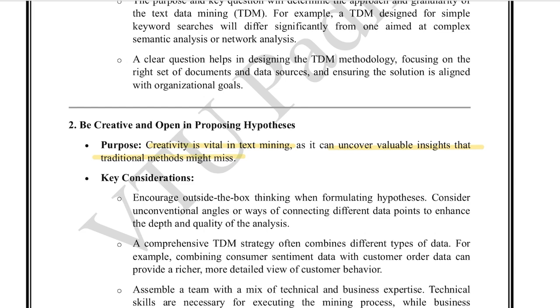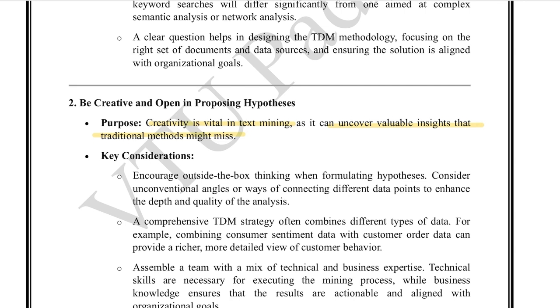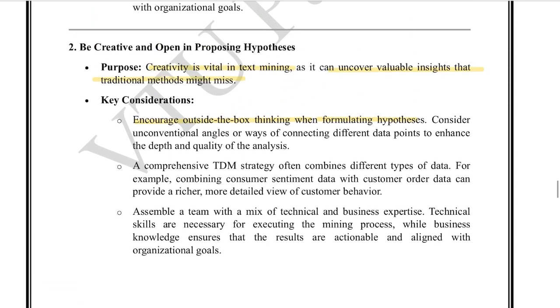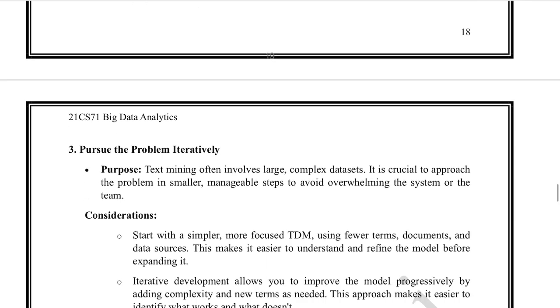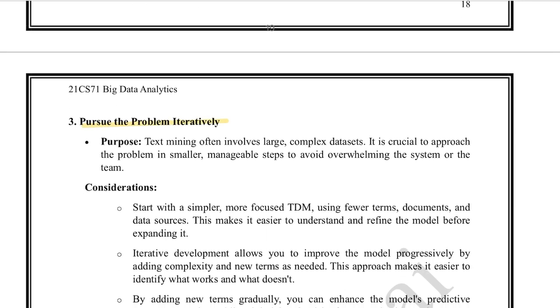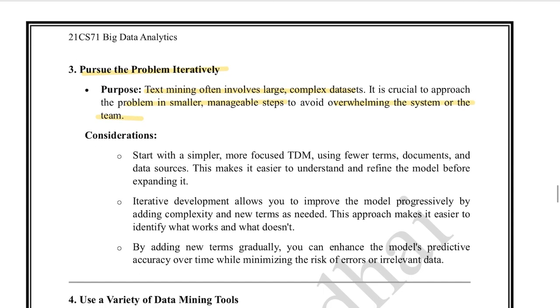For example, you should be very much creative in whatever the text mining is you want to perform. For example, encourage outside the box thinking when formulating the hypothesis. You make use of different tools and strategies for creating the text mining process, so that you get the most proper and accurate result. Next is pursue the problem iteratively. That is, text mining often involves large complex data sets, so it is crucial for us to divide the problem into smaller steps and then you start working with the process.